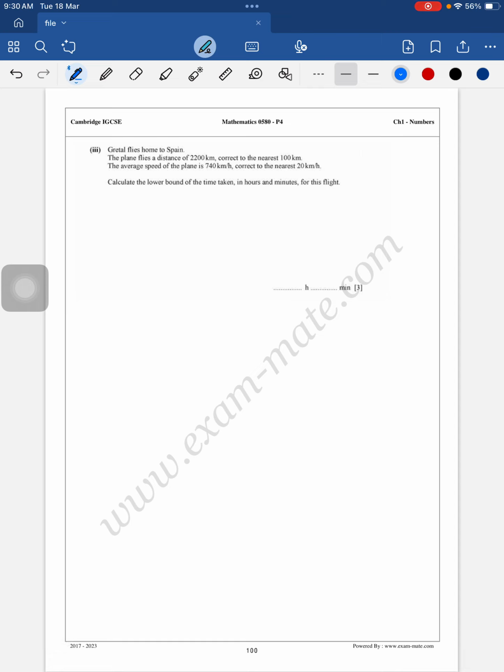Okay. Gretel flies home to Spain. The plane flies a distance of 2200 kilometers, correct to the nearest 100 kilometers. The average speed of the plane is 740 kilometers per hour, correct to the nearest 20 kilometers per hour. Calculate the lower bound of the time taken in hours and minutes for this flight.